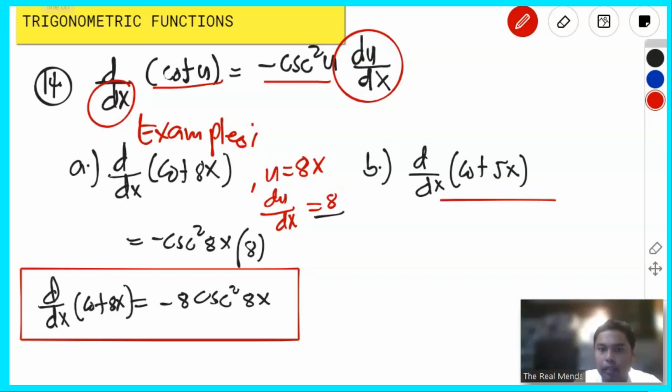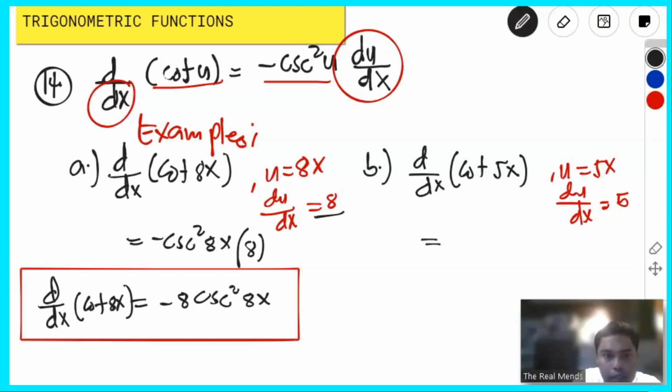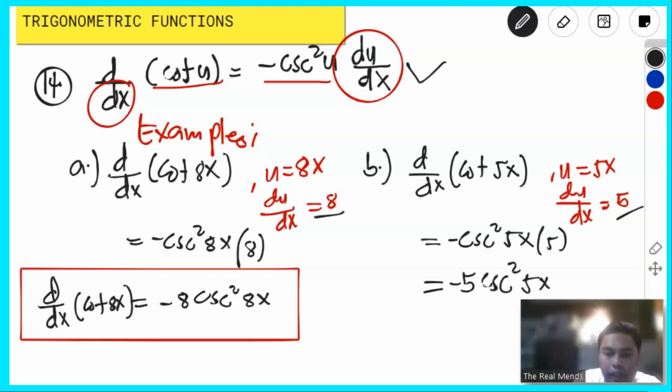Okay, so from that, our u is 5x. So d over dx is just simply 5. And then from the formula we have negative cosecant squared. So negative cosecant squared of our u, which is 5x, multiplied by d over dx, that is just 5. So our answer will be negative 5 cosecant squared of 5x. So that is the answer for the derivative of cotangent of 5x.